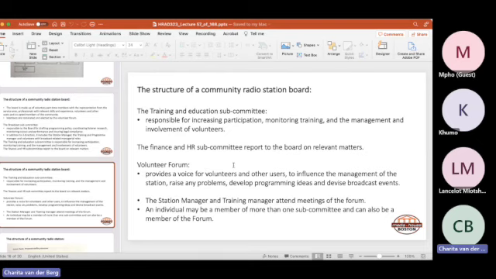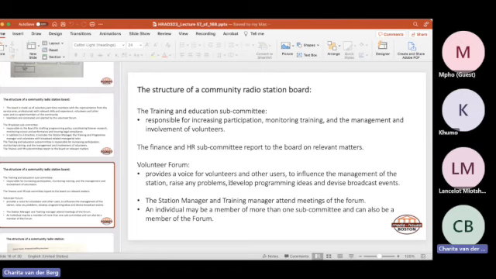And any other users that we have can also have a voice here to influence the management of the station, to raise any problems, to develop programming ideas and devise broadcast events. So Volunteer Forum, big one that they do in the UK. I'm not sure whether everyone has one, but I think it's very important because it's normally a forum that is anonymous, okay? So you can go and say anything on there.